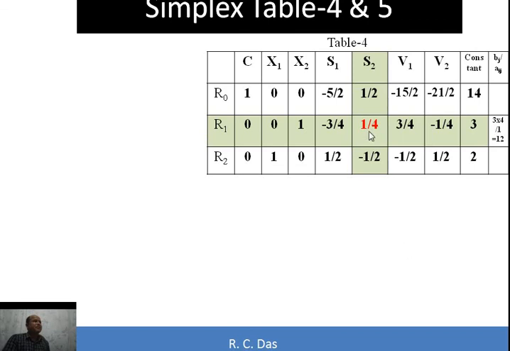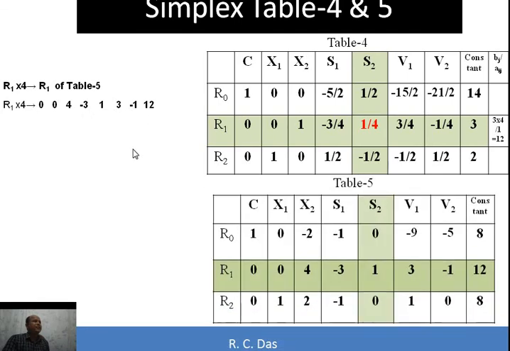So ultimately row 1 of table number 4 will again be the pivot row. Now we have to make it 1 again, from 1 by 4. So by multiplying R1 by 4 we will get this 1. So R1 multiplied by 4 will give row 1 of table number 5. After multiplication of this row by 4 we will get this. So put it in table number 5.